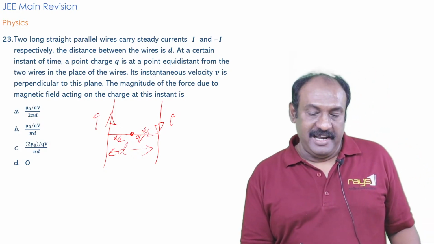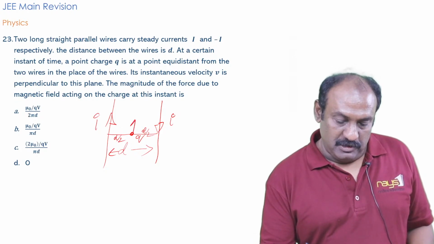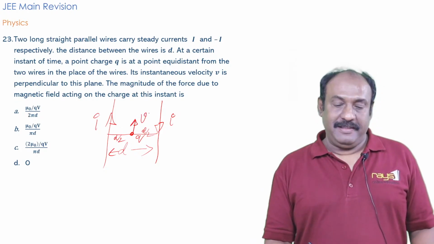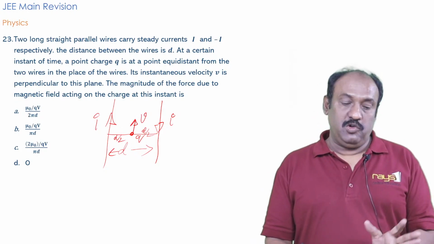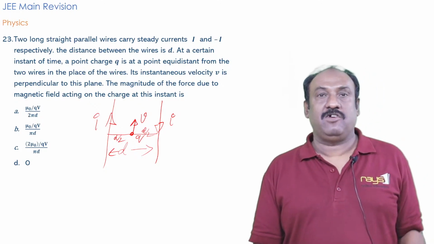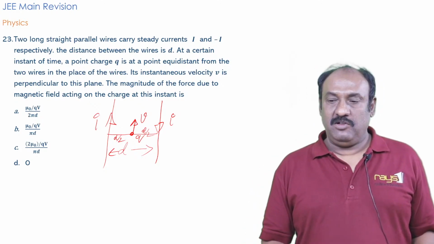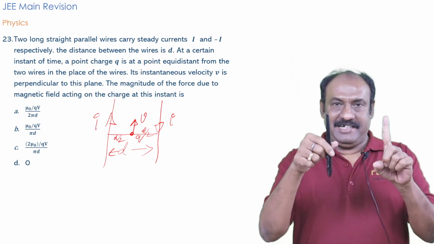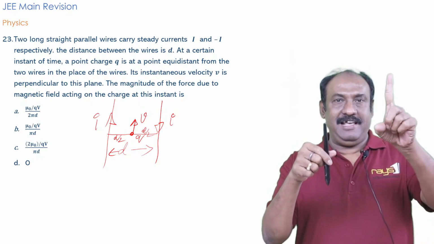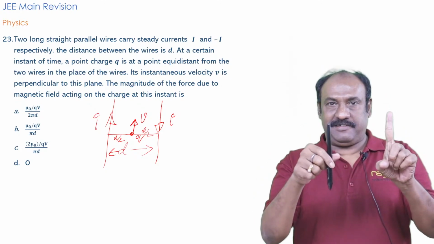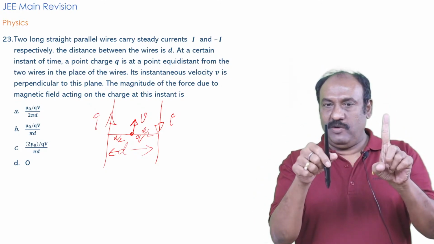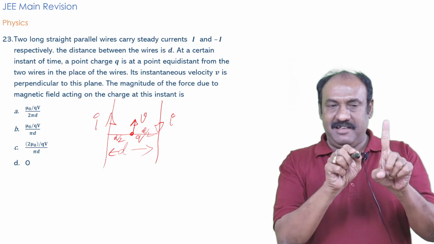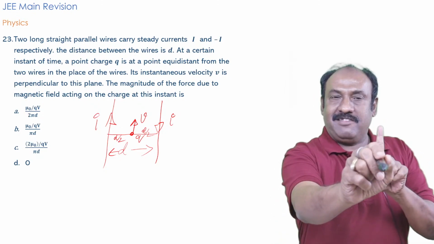Its instantaneous velocity v is perpendicular to the plane. Then the magnitude of the force due to this magnetic field acting on the charge at that instant. So, these are the two wires carrying current, one is I, another is I in opposite direction. In between these two wires, at equidistance, a charge is there. Then this charge is projected with velocity v.